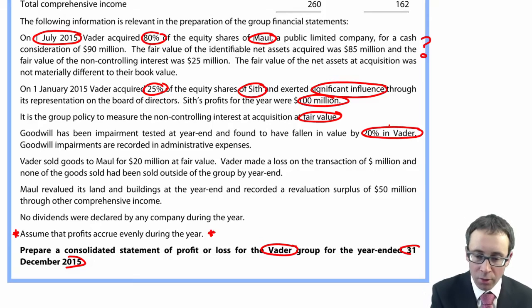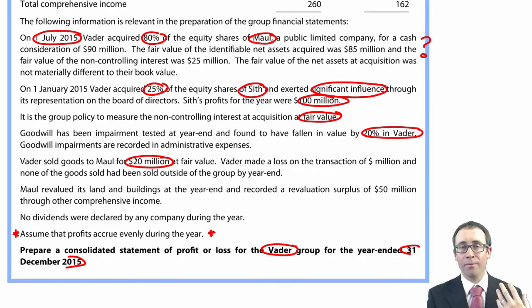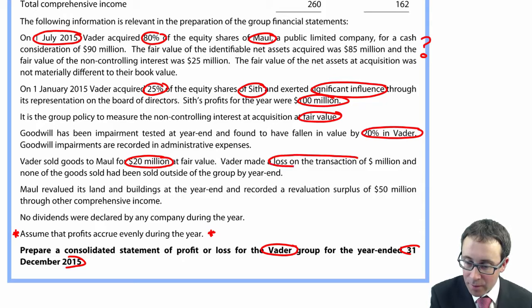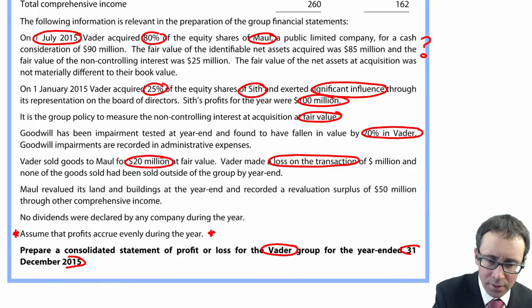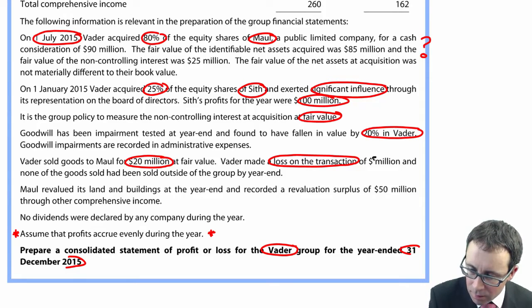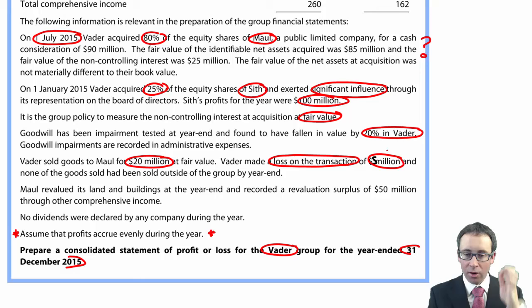It says Vader sold goods to Mall for 20 million. So we need to go through there and put in those intracompany sales. And we've made a loss on the transaction. I will update the note to make sure that figure appears of what that loss actually is. And none of the goods have been sold outside of the group by the year end. Okay, so I think it should be there. Correct me if I'm wrong. Is it of 5 million? Okay, so we made a loss of 5 million. None of the goods have been sold outside of the group by the year end.